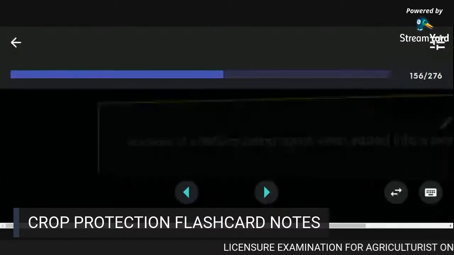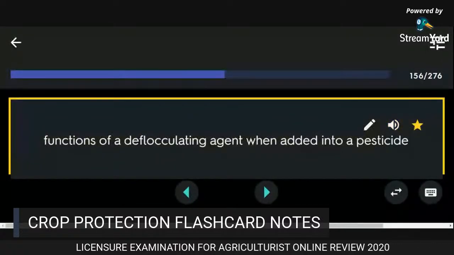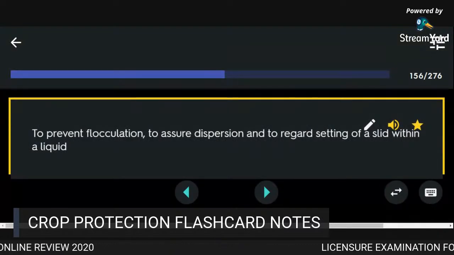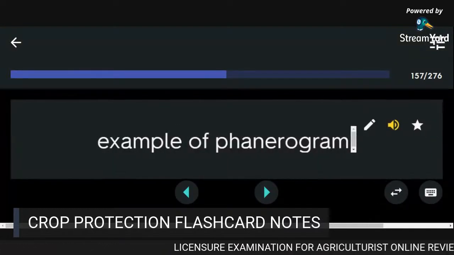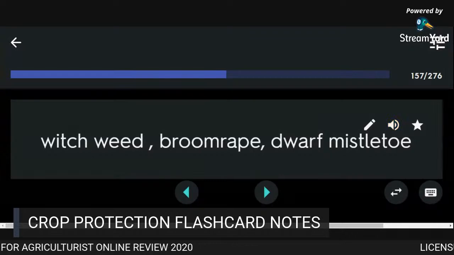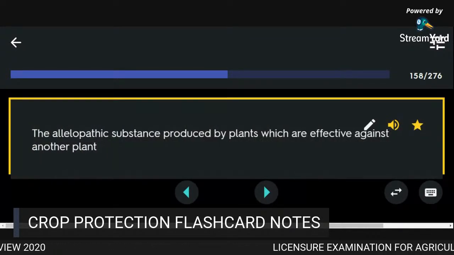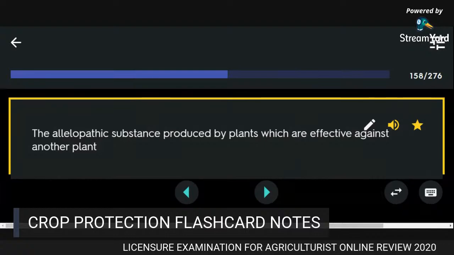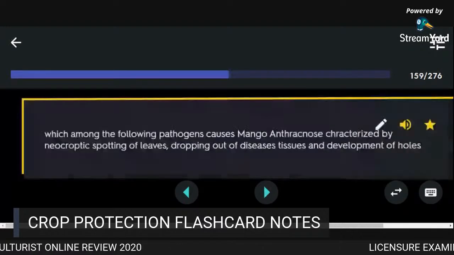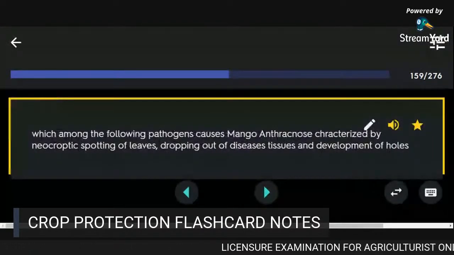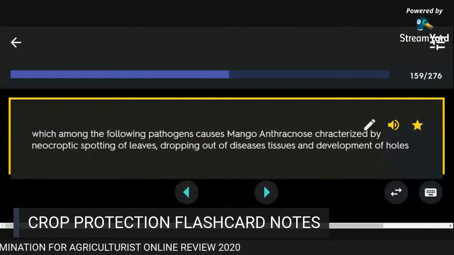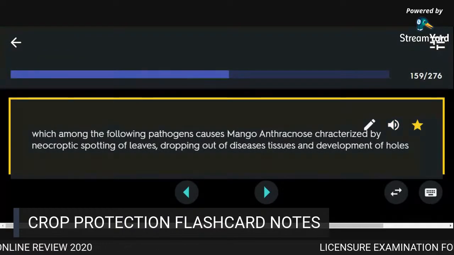Functions of a deflocculating agent when added into a pesticide. To prevent flocculation, to assure dispersion and to retard settling of a solid within a liquid. Example of fenugreek. Witchweed, broomrape, dwarf mistletoe. The allelopathic substance produced by plants which are effective against another plant. Choline. Which among the following pathogens causes mango anthracnose characterized by necrotic spotting of leaves, dropping out of diseased tissues and development of holes? Colletotrichum gloeosporioides.